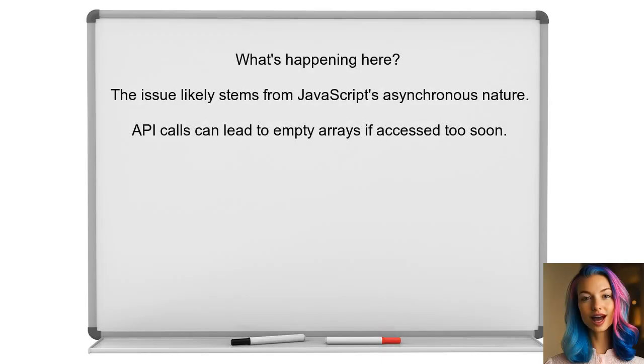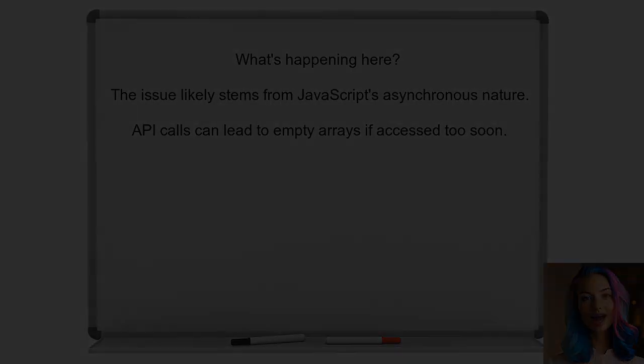So, what's happening here? The issue likely stems from JavaScript's asynchronous nature. When you make API calls, the code continues running while waiting for the response, which can lead to empty arrays if you try to access them too soon.